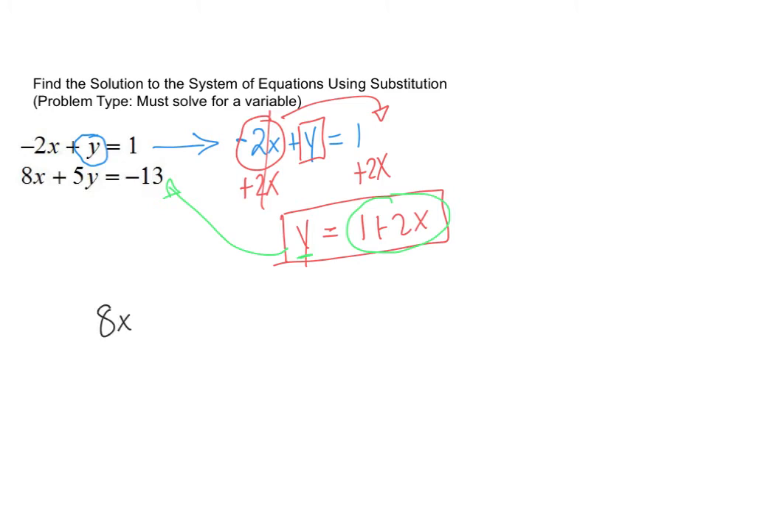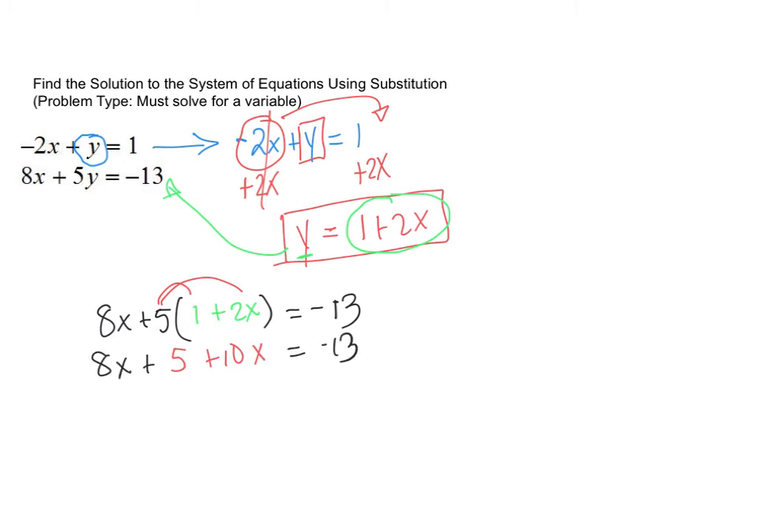So I have 8x plus 5, but now I will write 1 plus 2x equals negative 13. Then you want to distribute. So 5 times 1 is 5. 5 times 2 is 10. Bring along the x, and then everything else stays the same. So we just bring it down. Then we want to combine like terms. So 8 plus 10 is 18x plus 5 equals negative 13.